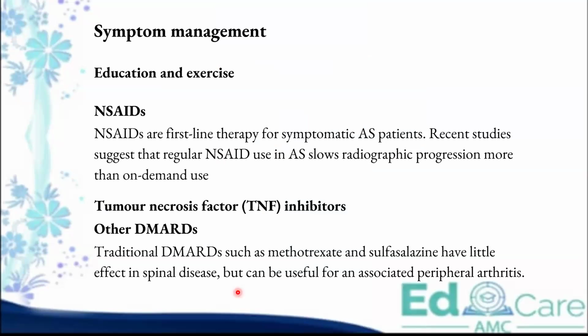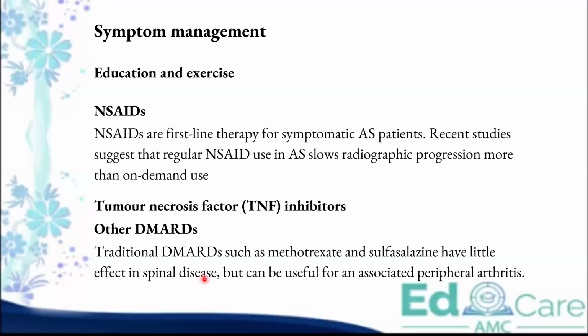So symptoms, exercise, NSAIDs, and it has been shown that NSAIDs will slow the radiographic progression, that is using regular NSAIDs, taking it daily as a daily dose, whether it's BD or TDS or whatever, you're taking a regular dose, will slow the radiographic progression rather than taking only when you get the pain, right? So other one you can use is tumor necrosis factor inhibitors, and go for DMARDs, right? So methotrexate and sulfasalazine have little effect on spinal disease.